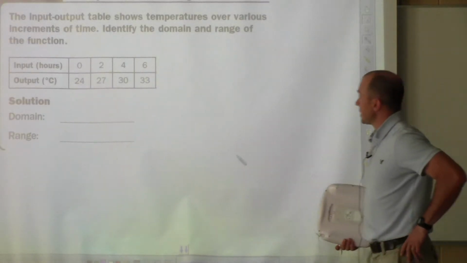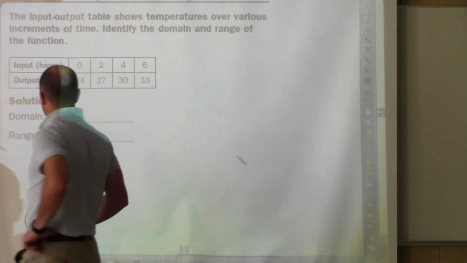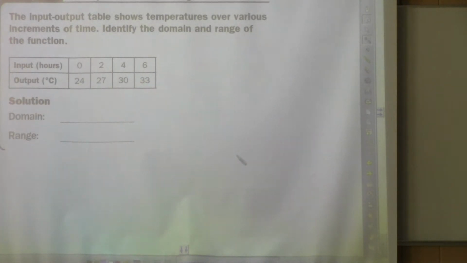Jump to example 1. It says identify the domain and range of the function. The input-output table shows the temperatures over various increments of time. Again, domain. What is the set of the inputs? In this case, we'd have 0, 2, 4, and 6. Your range, your outputs, are 24, 27, 30, and 33.